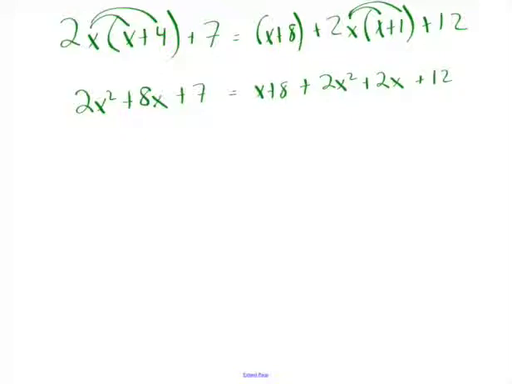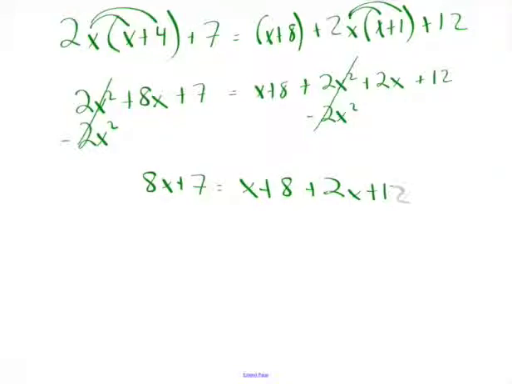So now what I'm going to do is start combining and moving everything over. We're going to want to isolate our x. What I'll do first is subtract 2x squared from both sides. So I'm moving the 2x squared from the right side over to the other side. And when I do that, you see positive 2x squared minus 2x squared. These are going to cancel out on both sides. And so those are gone. So we're left with 8x plus 7 is equal to x plus 8 plus 2x plus 12.